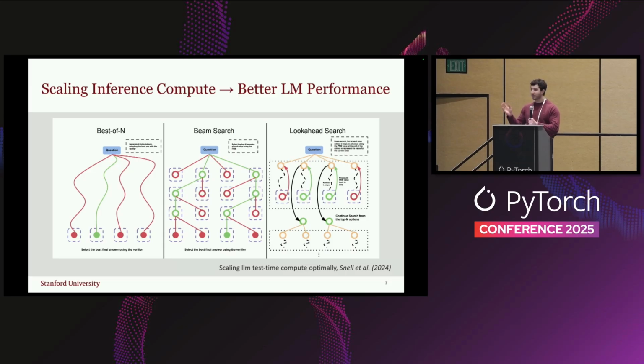One of the early papers in this area was from Snell at Berkeley that focused on a couple of main approaches for scaling out parallel compute and scaling out sequential compute for different tasks. The three main ones that they observed were best of n, beam search, and lookahead search. But since this paper, there have been all sorts of different approaches around extended reasoning, around different approaches for RL to improve the efficiency of inference compute.